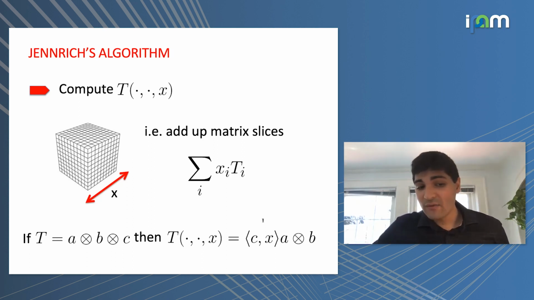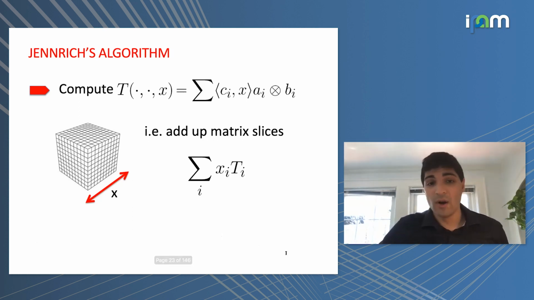And in fact, if I had a rank R tensor, well, if I hit it with some random vector x, then I'll just get a matrix that's rank at most R, because I can just add up all of these contributions from the individual rank 1 terms, even though I don't know them.